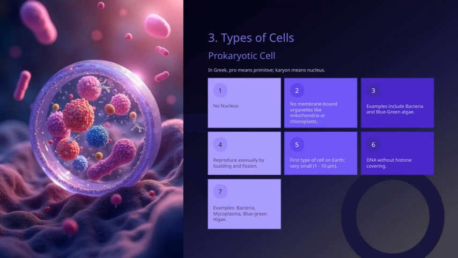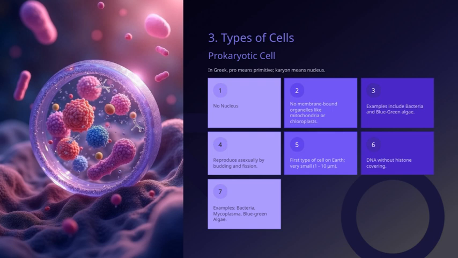These principles help us understand the structure and function of all living things, tying into the bigger picture of biology's fundamental concepts. Let's talk about prokaryotic cells. These are a fundamental type of cell on Earth, and they are quite simple compared to eukaryotic cells. One of the key features is that their DNA is not covered by histones, so it's not enclosed in a nucleus. Instead, the DNA is free-floating within the cell.